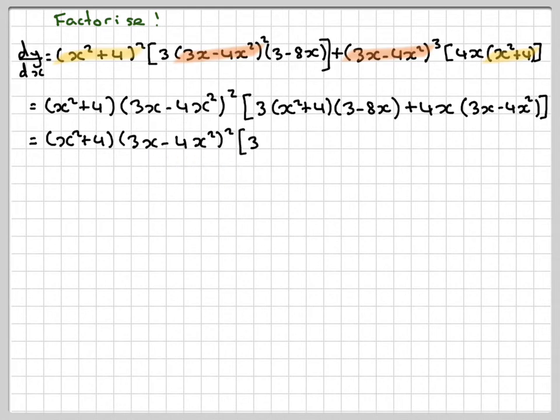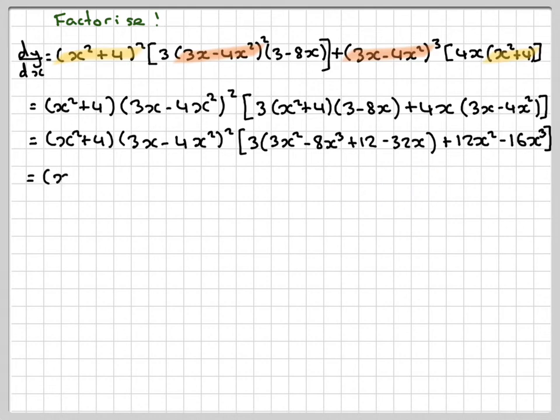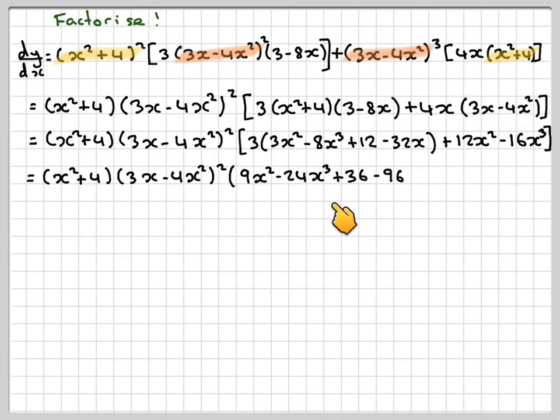Here we'll now do a bit of expansion. So we've got x squared times 3, which is 3x squared, x squared times minus 8x, which is minus 8x cubed, plus 4 times 3, which is 12, plus 4 times minus 8x, which is minus 32x, sorry. And then 4x times 3x, which gives me 12x squared. And then 4x times minus 4x squared will give me minus 16x cubed. We will now take a 3 all the way through that. Okay, so that will give 9x squared minus 24x cubed plus 36 minus 96x. We still have a plus 12x squared minus 16x cubed there.